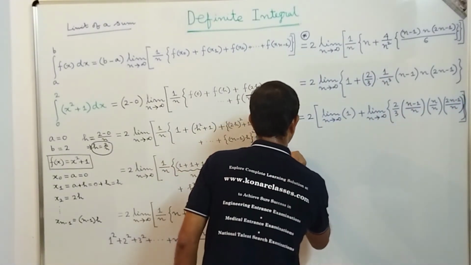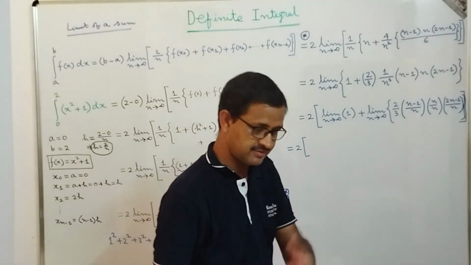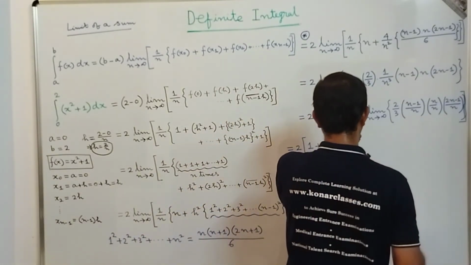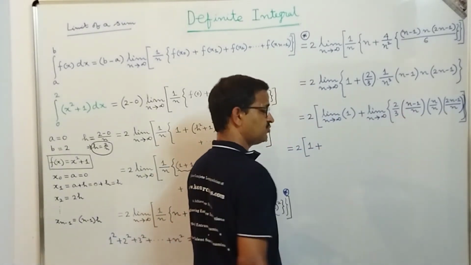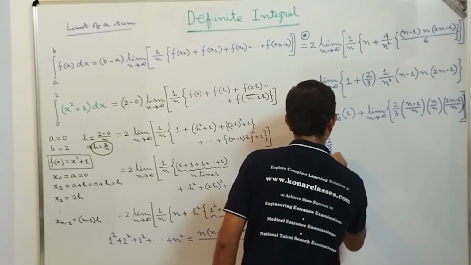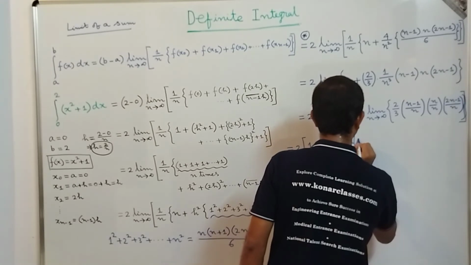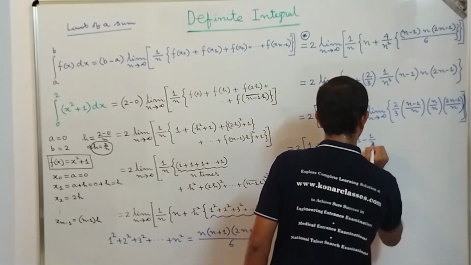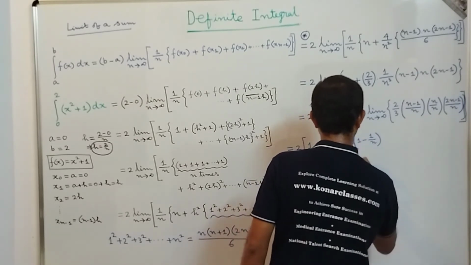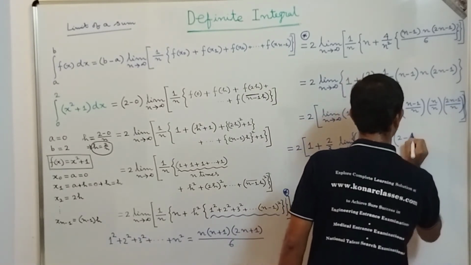So this is equal to what, dear students? That is equal to 2 into limit n tends to infinity of 1, that is equal to 1, plus limit n tends to infinity 2 by 3. 2 by 3 is a constant, we can take it outside of the limit. So 2 by 3 into the limit of 1 minus 1 by n as n tends to infinity, then the second bracket into 1 into 2 minus 1 by n.